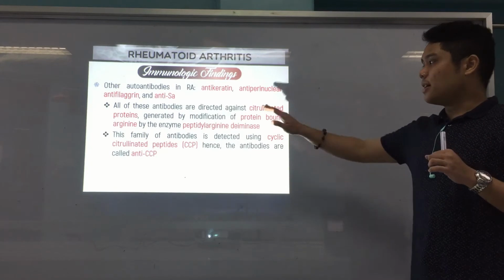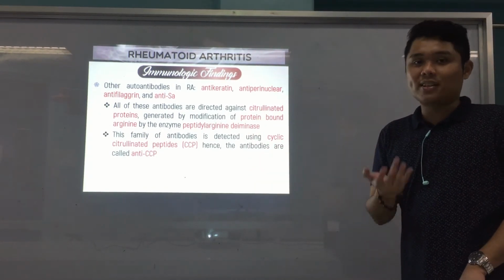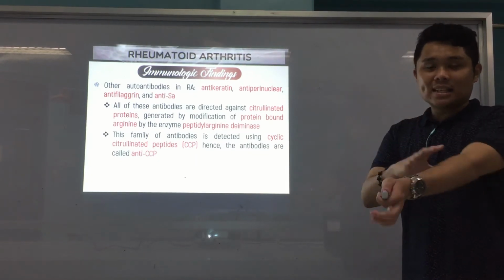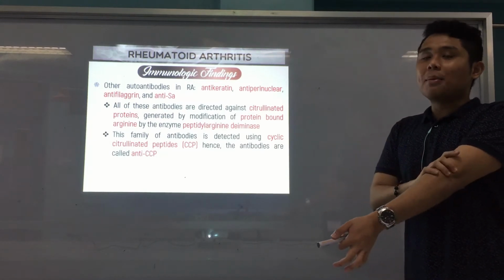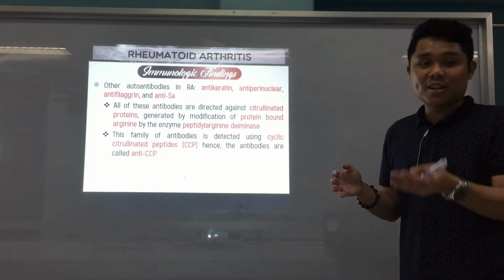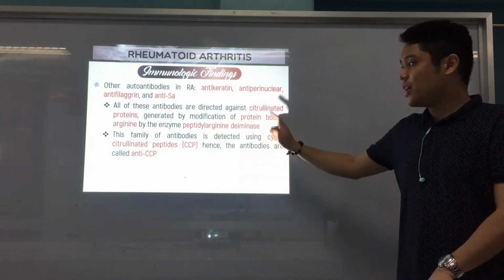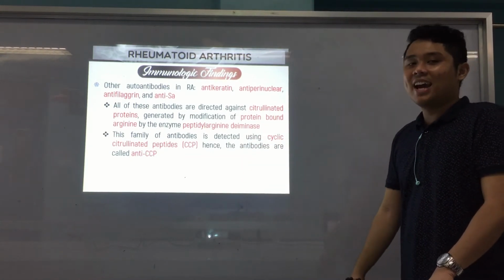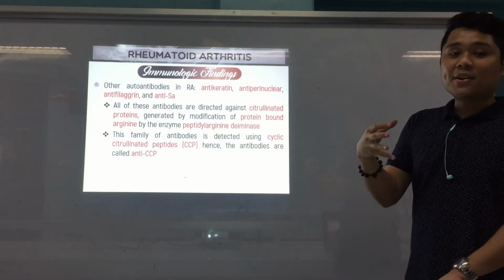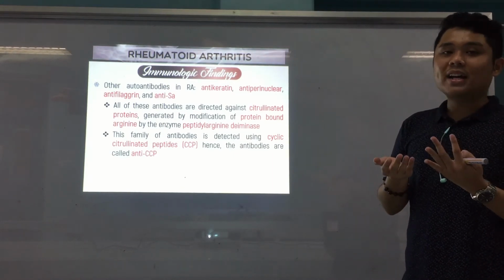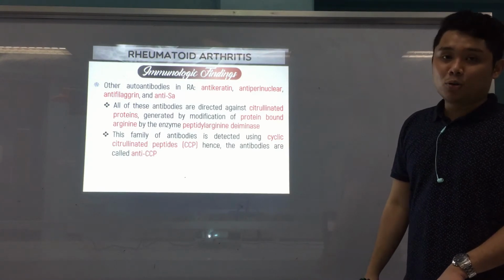So, your enzyme peptidyl arginine deaminase, guys, is found in your macrophages, in your phagocytes. Now, di ba nasa synovium? All right? So what happens is, if mamatay sila, your macrophages and monocytes, they then release this enzyme, peptidyl arginine deaminase. Now, this enzyme then modifies the proteins found in the synovium, which then results in what we call the citrullinated proteins.